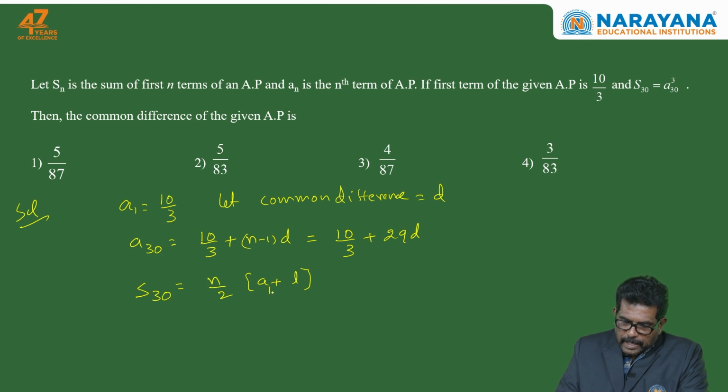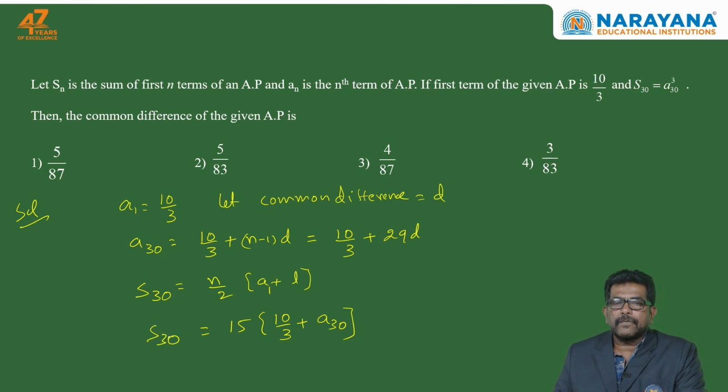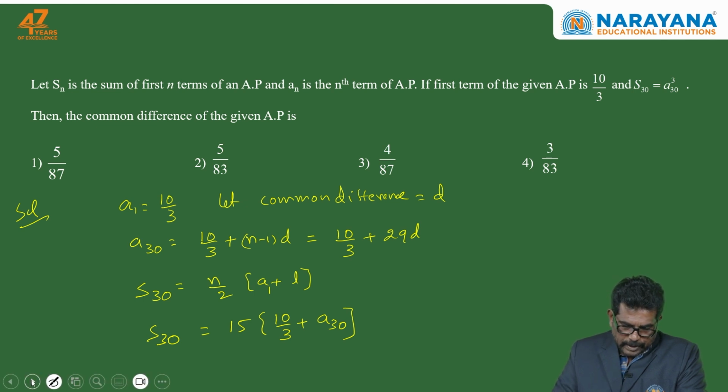That's why here A1, the first term, plus L. This is equal to 15 times (A1 is 10 by 3 plus L, and L is A30). That is, S30 is equal to 15 times (10 by 3 plus A30). Now the given relation we are using here: the given relation is S30 is equal to A30 cube.